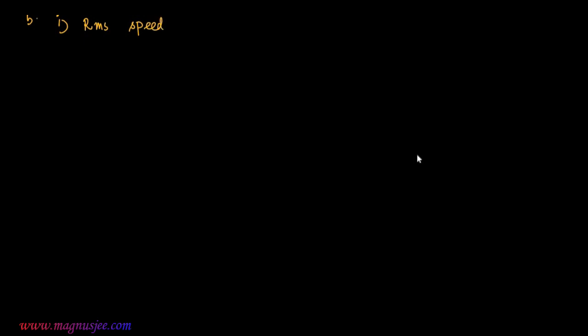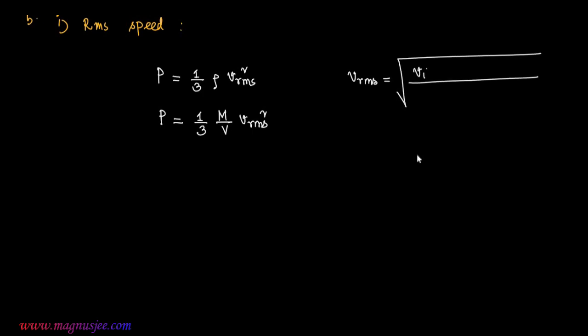RMS speed of gas molecules. We know the expression of pressure exerted by a gas: P is equal to 1/3 rho Vrms square. That is P equals 1/3 m by V Vrms square, where Vrms is the RMS speed of gas molecules, which is equal to root over v1 square plus v2 square plus dot dot v n square divided by capital N.